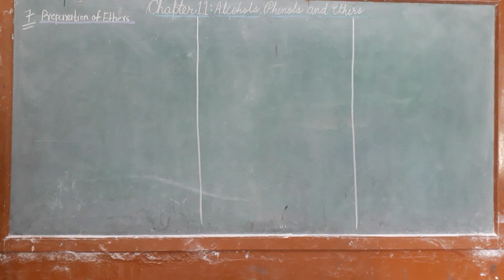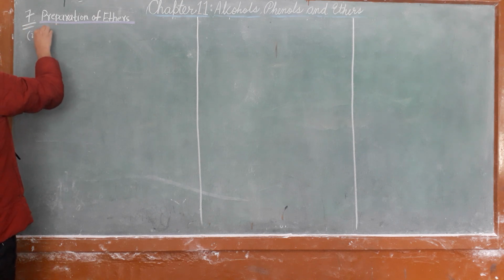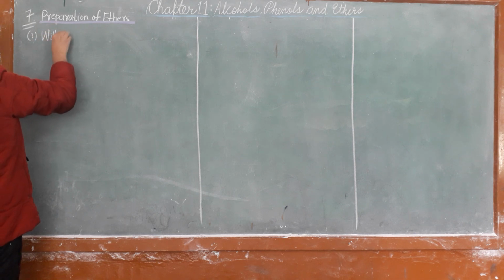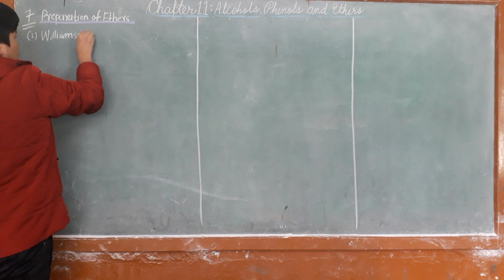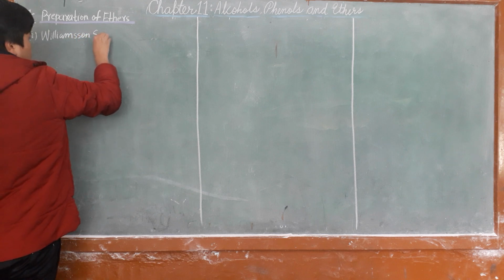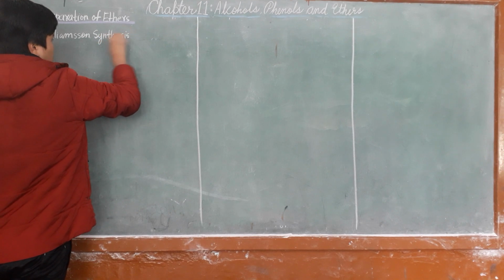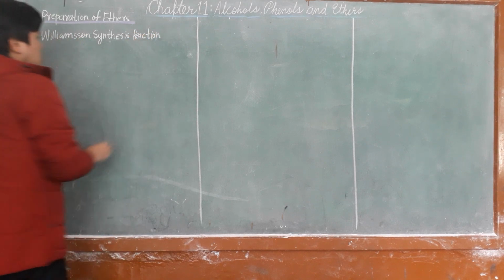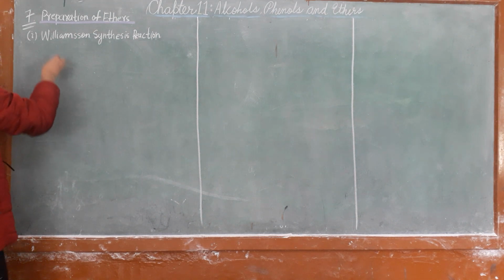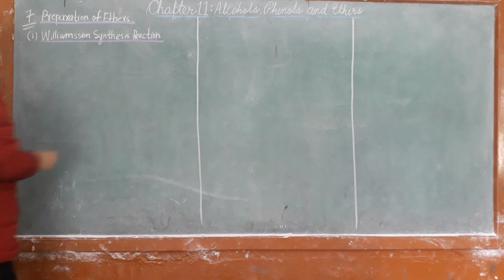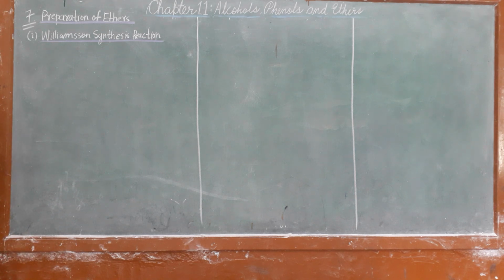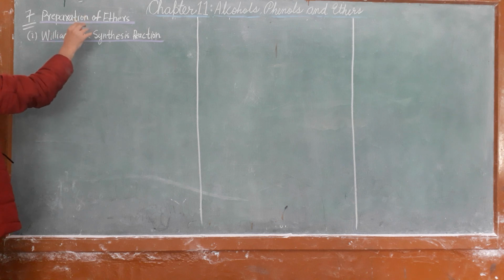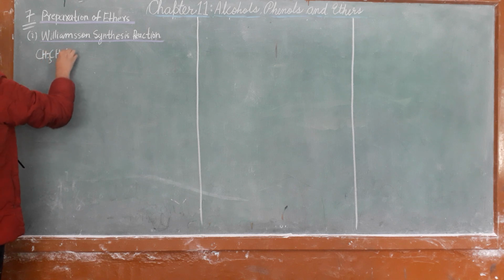Ether, first one is preparation of ethers through Williamson synthesis reaction. I think we have done it in the first chapter, but we'll do it again because we have to do it in this topic. Now, Williamson synthesis reaction means what? We are synthesizing ether from alkyl halide, CH3CH2Cl.